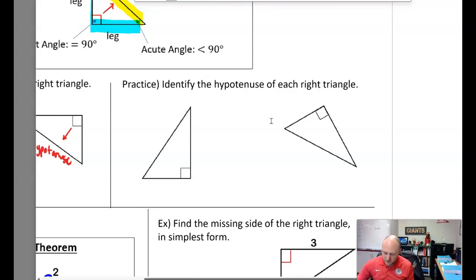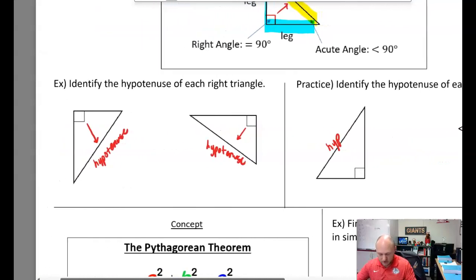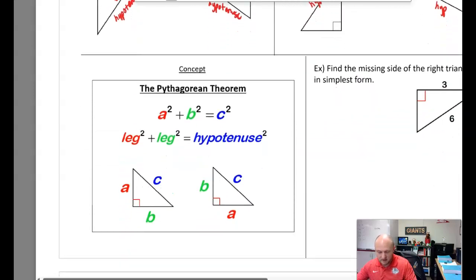All right. Hopefully you found them. The hypotenuse is going to be this side and this side, directly across from your right angle. Pretty easy stuff, right? Okay, so let's go ahead and dig up our knowledge on the Pythagorean theorem.